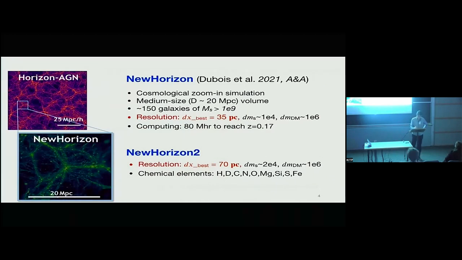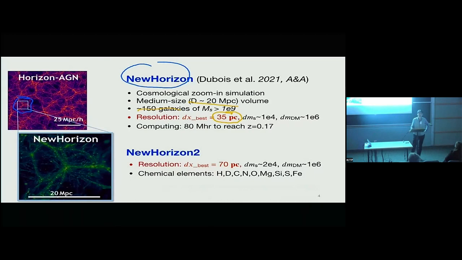It's called New Horizon. It's mainly the IAP effort, and then I have added a little bit of effort to that as well. It's a cosmological zoom-in simulation on a small region from the Horizon AGN simulation, and it's about 20 megaparsec in diameter, so it's small. It has about 150 galaxies above 10^9 solar mass, so it's a small to medium-sized volume simulation, but we aimed at a very high resolution, 35 parsec.